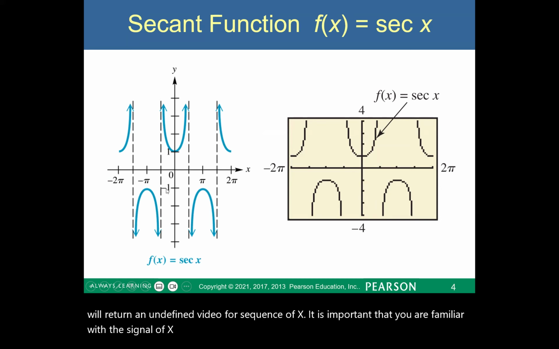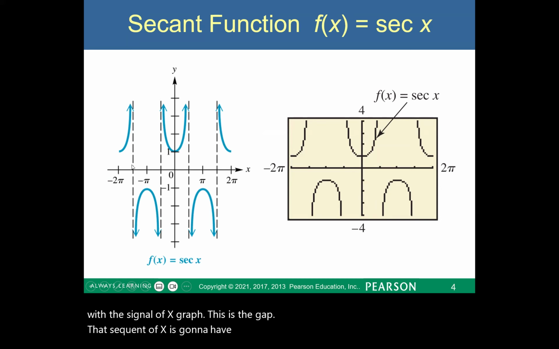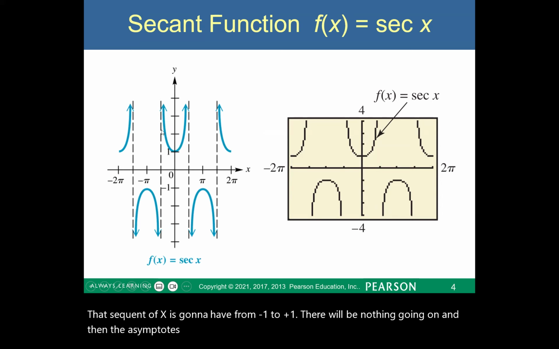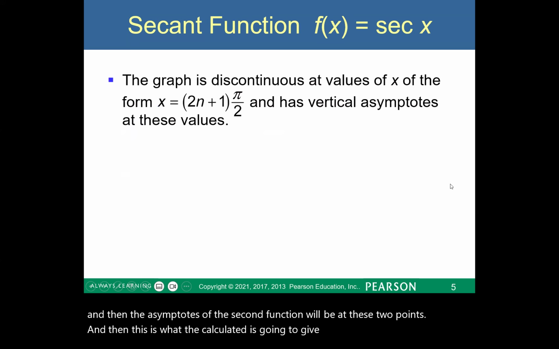This is the gap that secant of x is going to have. From negative 1 to positive 1, there will be nothing going on. And then the asymptotes of the secant function will be at these 2 points. And then this is what the calculator is going to give you as the graph of secant of x.